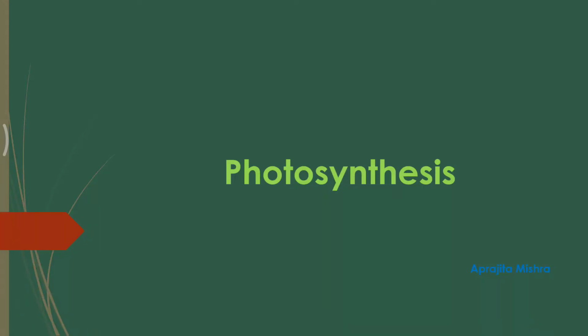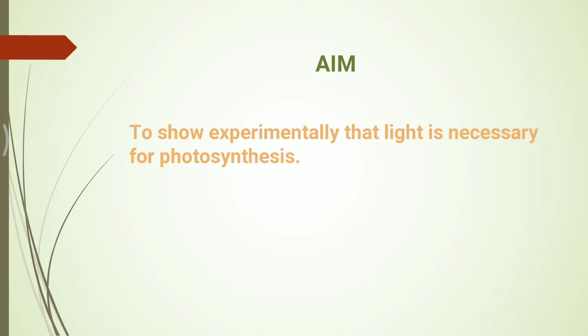The process of photosynthesis requires a few raw materials, and to judge whether photosynthesis actually needs those materials, we are performing a few experiments. So the next experiment will help us understand the importance of light and how light is important for the process of photosynthesis. The aim of the experiment is to show that light is necessary for photosynthesis.